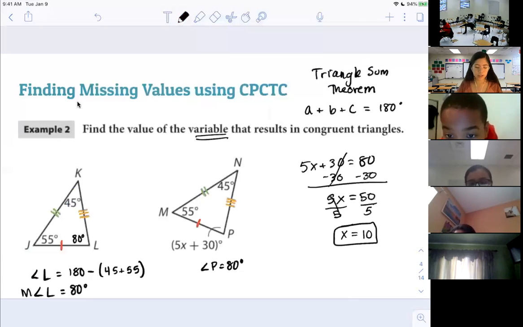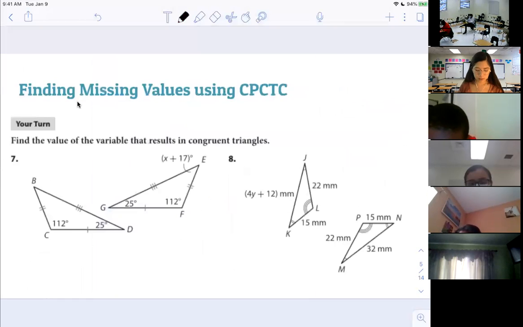So that's it. So again, using this theorem, using everything we know about triangles, we can figure out this information. So I want you guys to try these on your own, 7 and 8. You're going to find the value of the variable, not just the angle, but the actual variables. So I'm going to give you guys 2 minutes. No, not 2. I'll give you a little more than 2. I'll give you 5 minutes to do number 7 and number 8.